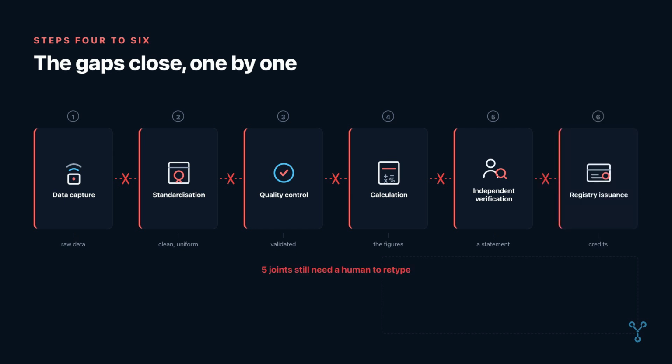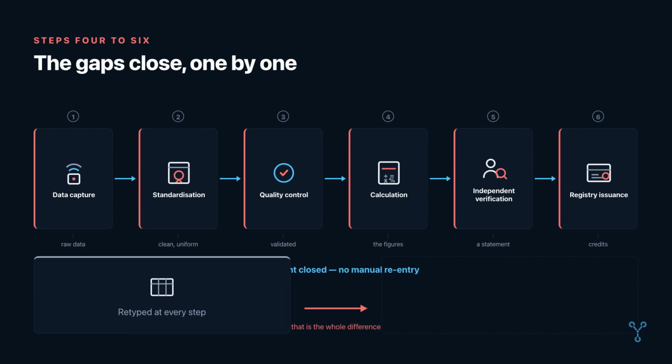The 6th and final step is registry issuance. Here, the verified credits are minted and tracked. A registry is an official database that records carbon credits. This produces the registered carbon credits. The defining property of this workflow is that there is no manual re-entry between steps. In a traditional system, people type data into spreadsheets by hand. In a dMRV system, data flows automatically from capture to issuance.